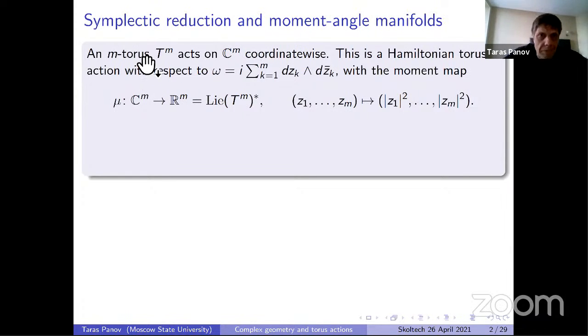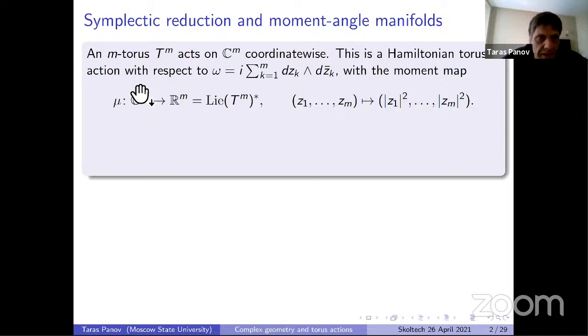So let's start with a coordinate-wise action of the compact torus, the m-dimensional compact torus, on m-dimensional complex space. The torus acts by coordinate-wise multiplications, and this action is Hamiltonian, so it preserves the symplectic form, and furthermore it has a moment map. Namely, the moment map for this action is given, up to a sign, as the squares of the moduli of the coordinates.